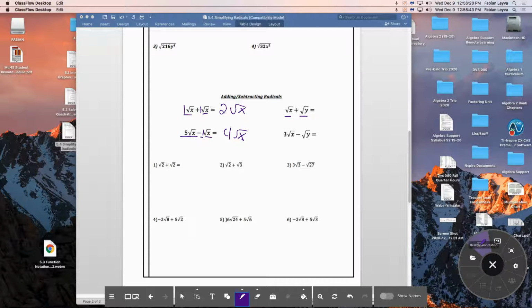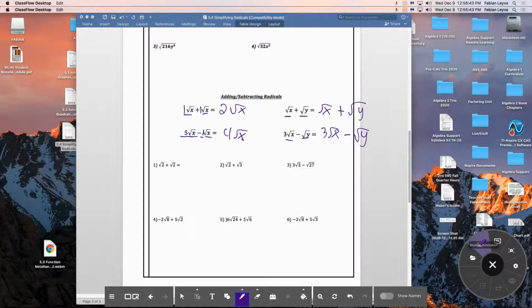And the answer is no, because those are not the same square roots. So you have to leave them exactly like that. They're already simplified. Same thing with subtraction. Notice that these square roots are not exactly the same. So you have to leave them just like that. There's no way to simplify them.